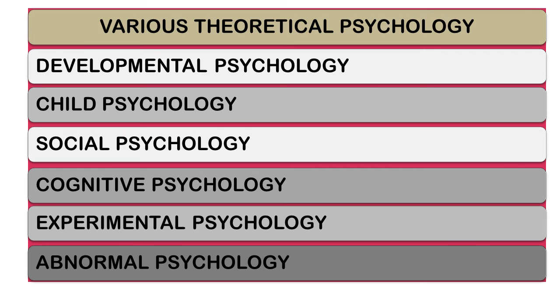Various theoretical branches. Following are the theoretical branches of psychology that we will be studying in this chapter: developmental psychology, child psychology, social psychology, cognitive psychology, experimental psychology, and abnormal psychology.